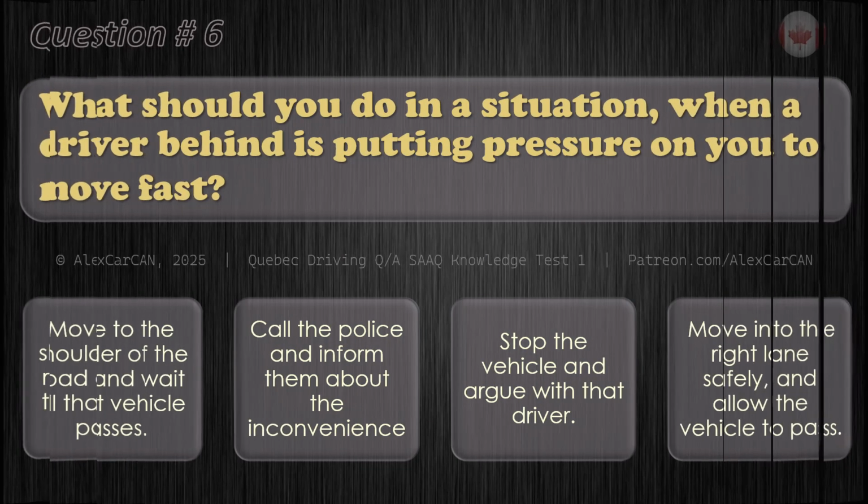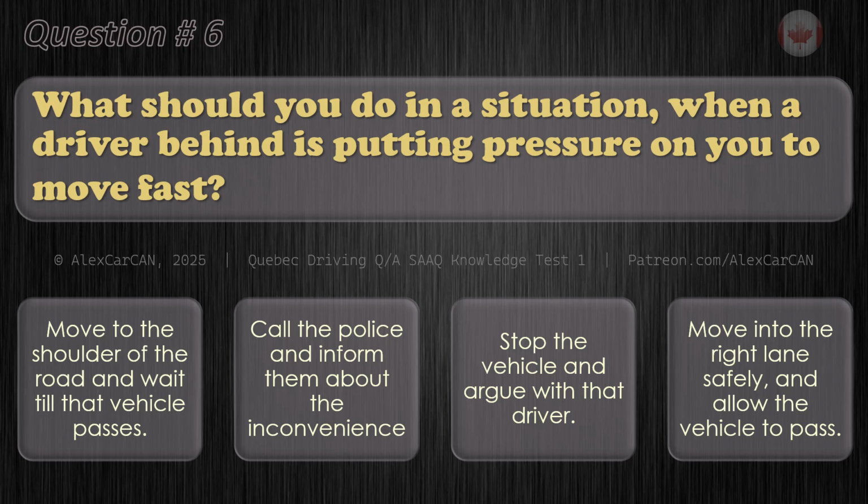Question number 6. What should you do in a situation when a driver behind is putting pressure on you to move fast? Move to the shoulder of the road and wait till that vehicle passes. Call the police and inform them about the inconvenience. Stop the vehicle and argue with that driver. Move into the right lane safely, and allow the vehicle to pass. The correct answer is move into the right lane safely, and allow the vehicle to pass.